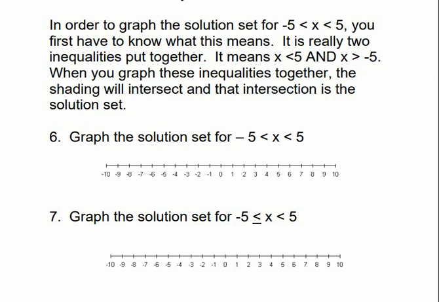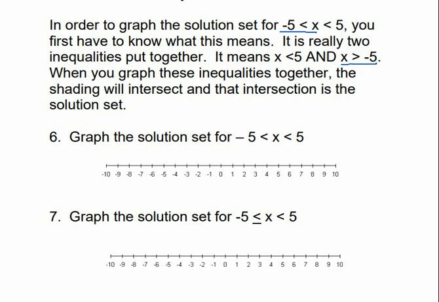The x is in the middle. This is flipped over to where this part and this part are the same. If I were to flip it, it would look like this. And so it's just two separate inequalities put together. That's why it's called a compound inequality.